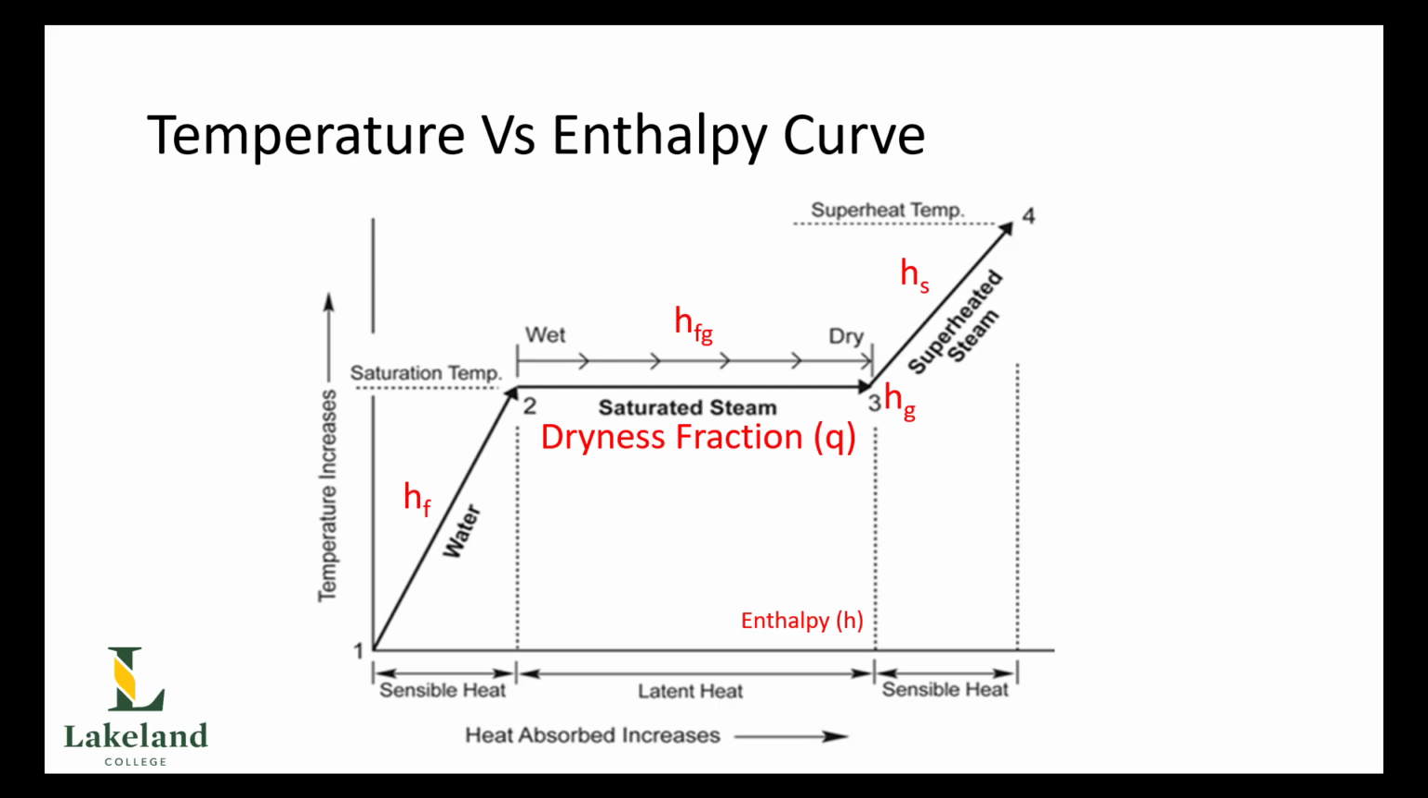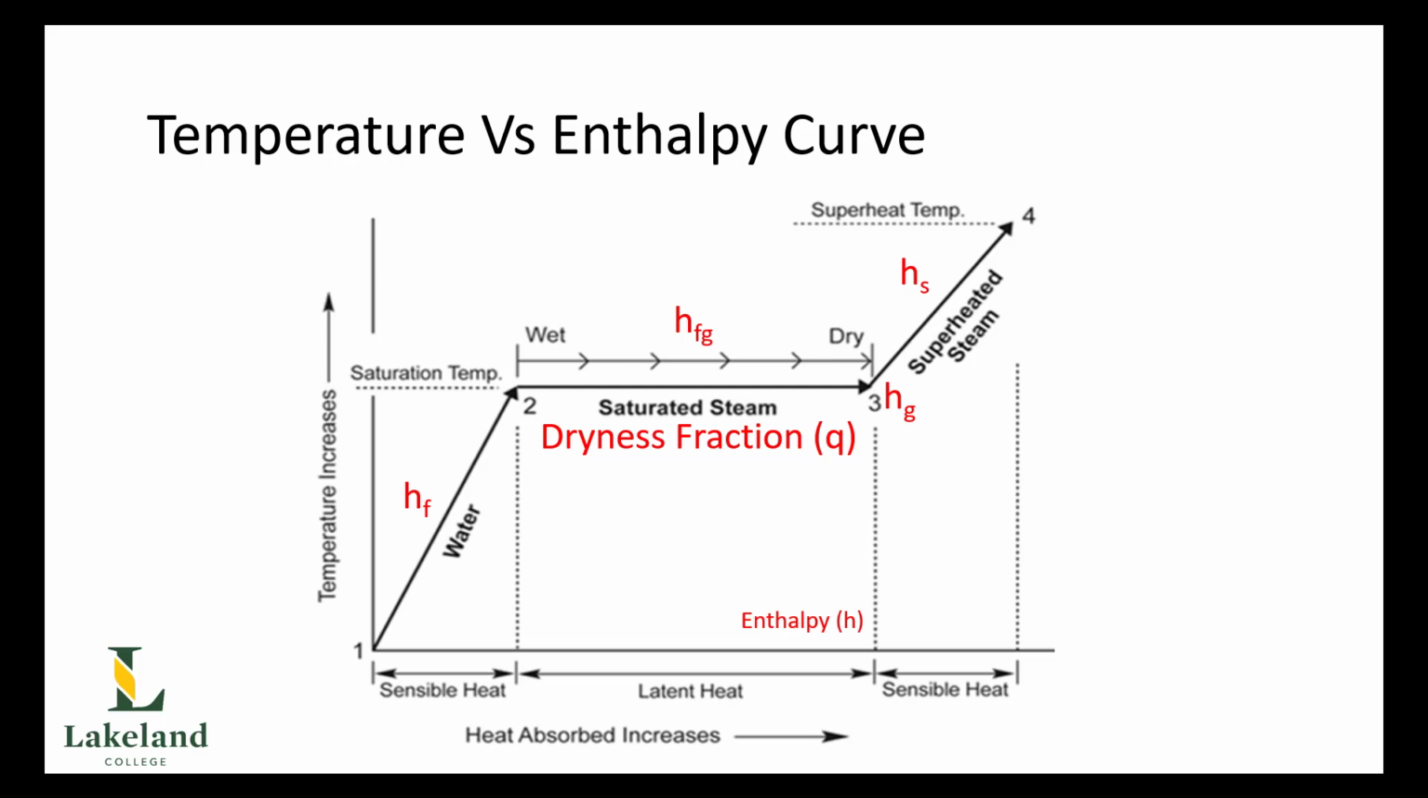And we can also travel part way across that line, and that's where this idea of dryness fraction comes into it that we'll talk about later. Once we get to point number 3, we are now at the saturated steam point, which means that steam is completely saturated with dryness. That is, all of our latent heat has been dumped in and our state change is now complete.